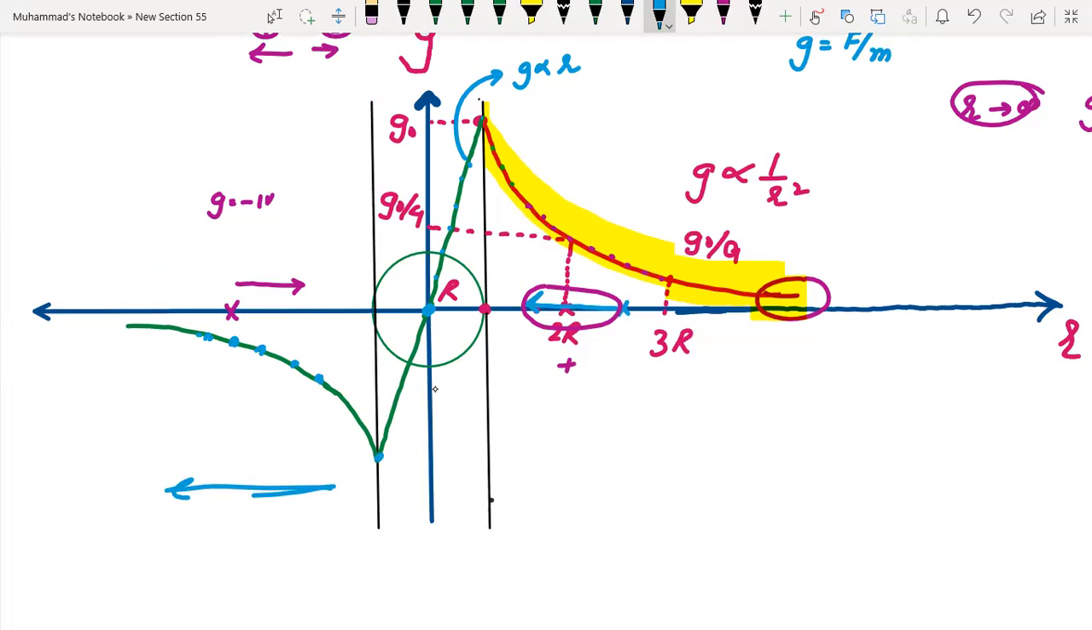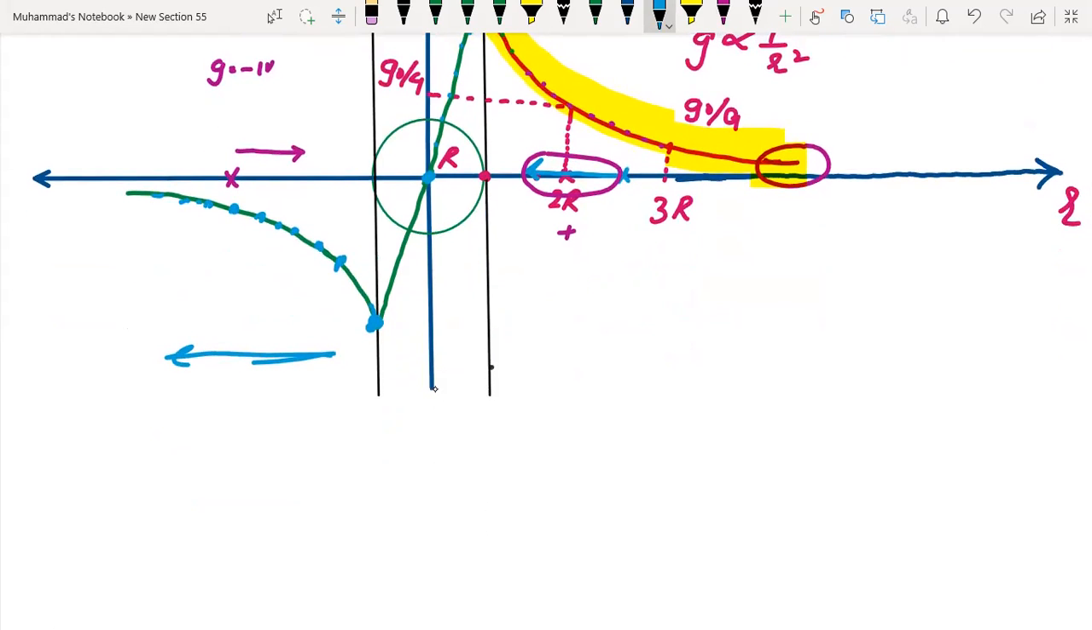Remember that the negative sign of a vector quantity shows the direction. This doesn't mean that this value is smaller than that value. No, the value over here is greater. As you move away, the value will decrease, and eventually it will touch this axis at infinity. This is how we plot the graph of G with respect to R.